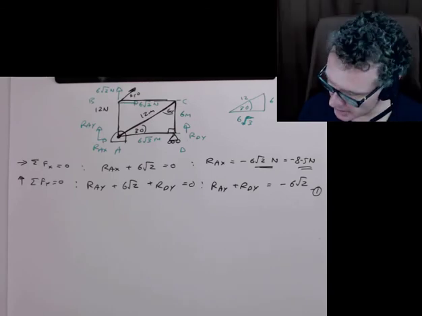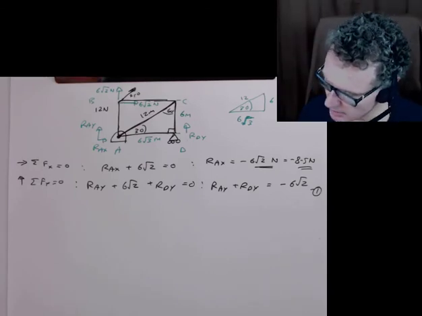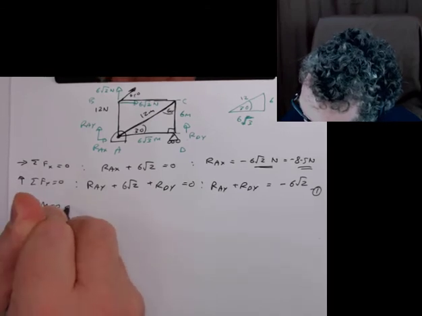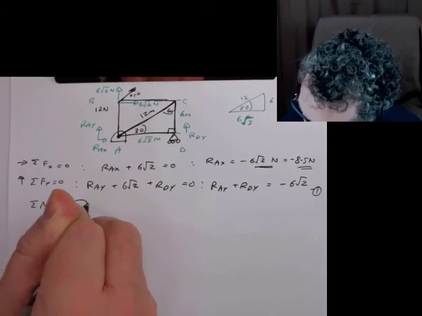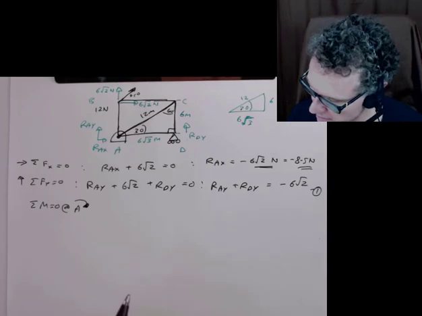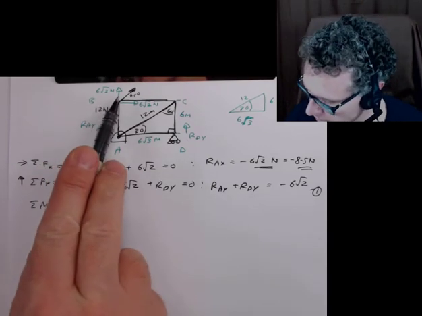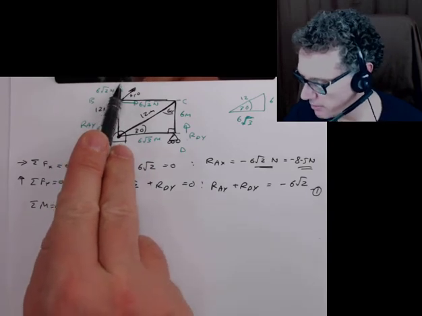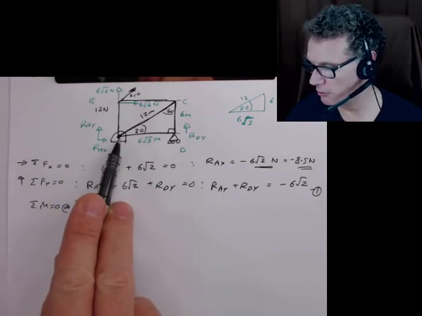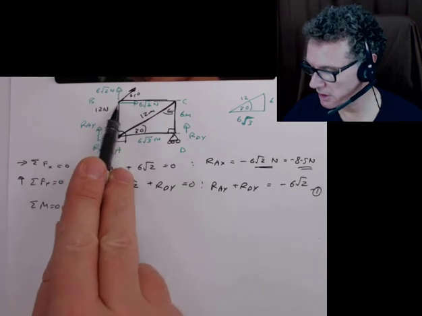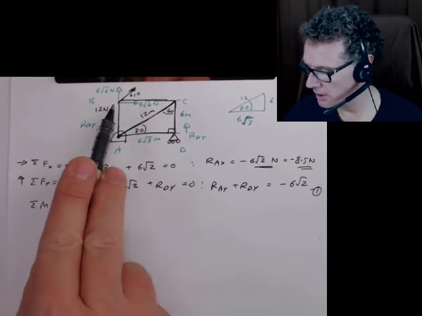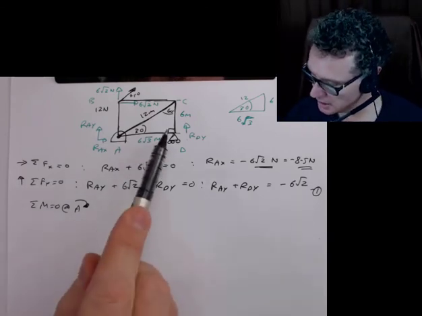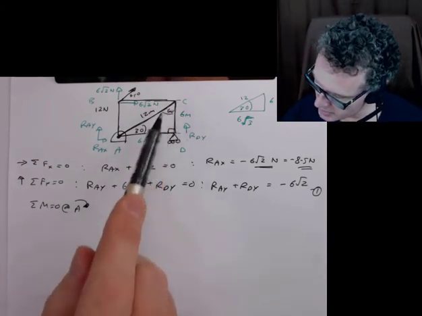Right, now let's take moments. The logical place to take moments is at A. You're going to go round in a clockwise sense. This force here, which is going directly vertically upwards, if I pull that back, will go through the pivot, so this force does not create a moment. This force here is going to be perpendicular, and it has a distance of 6.